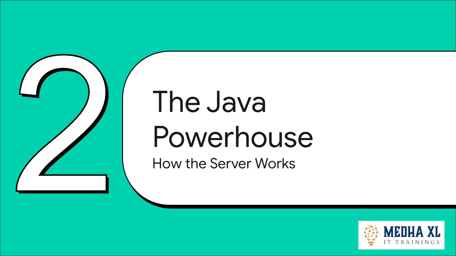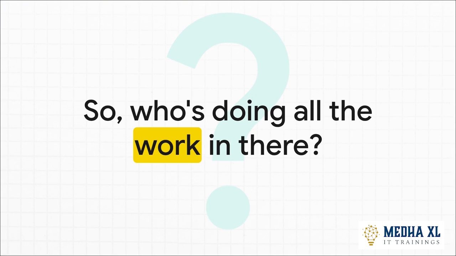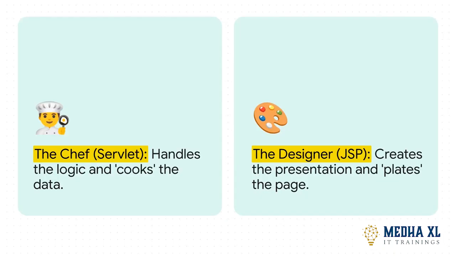So let's crack open this black box and see what's going on inside. You see, a server isn't just one single thing. It's more like a highly efficient team. And to make this super easy to understand, let's imagine our Java server is like the kitchen of a fancy restaurant.